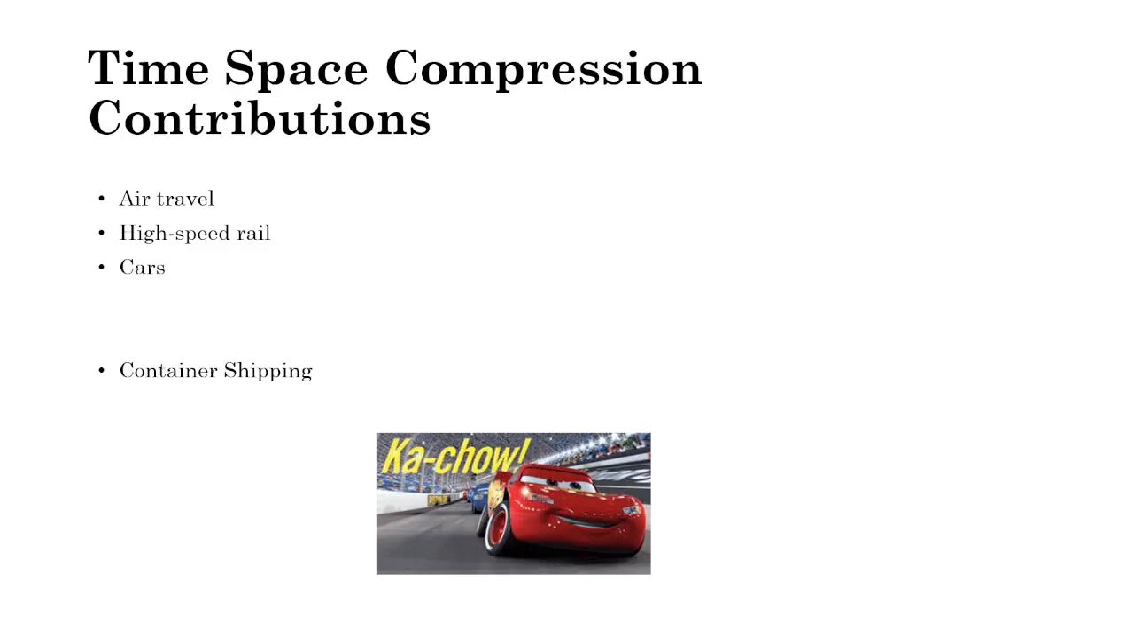So that includes air travel, high-speed rail. I don't know why I did the animations wrong. I'm sorry, guys. I'm not perfect. Cars made time-space compression a thing. The internet allows us to use stuff like Instagram and Discord. Telecommunications, like your phone. I can call people in the United Kingdom if I wanted to.